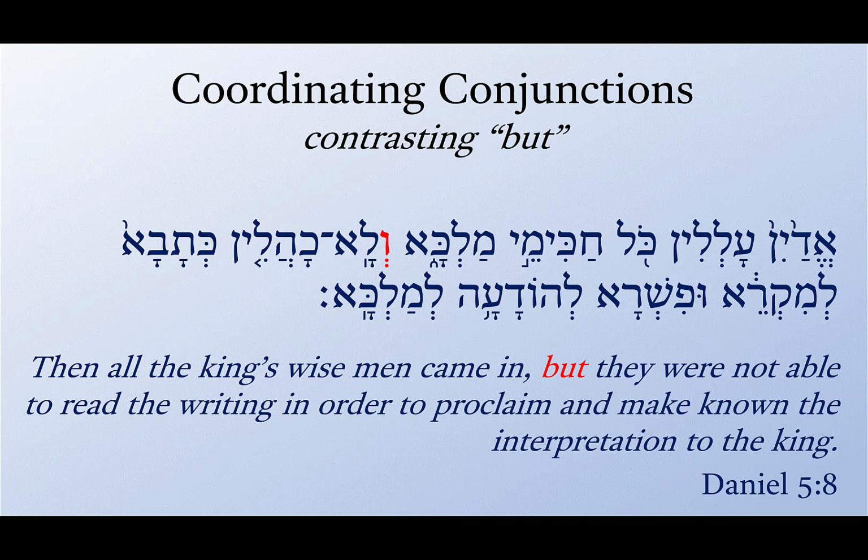This makes sense. I suppose we could read, "then all the king's men came in and they were not able to read the writing." A natural way of thinking this in English is, well, wise men should have been able to read this writing. After all, it appears to have been written in Aramaic, right? So why couldn't they? Well, "but they were not able to read the writing" is a natural reading in English. So if there is a contrast that the interpreter picks up here, a contrasting "but" idea also makes sense for vav. So we've seen non-contrasting "and," alternative "or," and contrasting "but" as examples of the vav coordinating conjunction use.